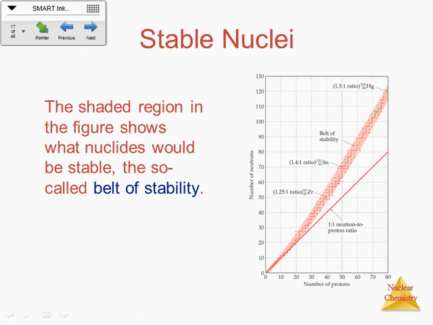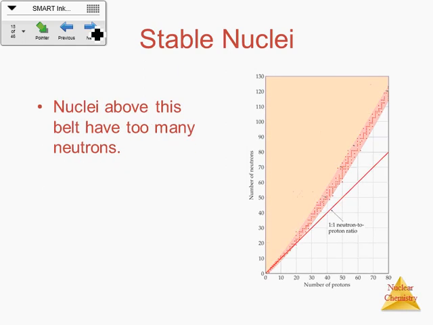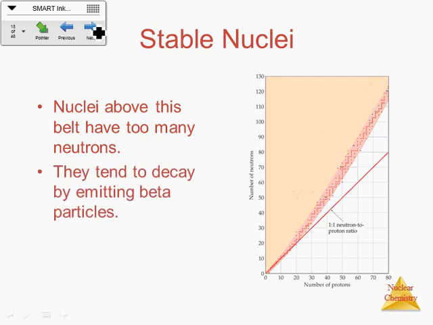The shaded region on the graph shows the belt of stability. If we continued going at a 1-to-1 ratio, you can see that would get outside of the belt of stability fairly quickly, and that's why you have to have more neutrons in there. If you're above the belt, there are too many neutrons. There are a couple of ways to get rid of neutrons by converting them into protons. Beta decay is one of those types, and it helps the nucleus be a little more stable, so it would tend to decay that way.